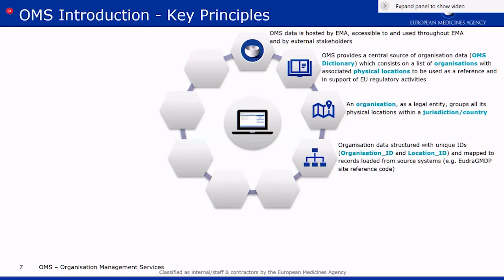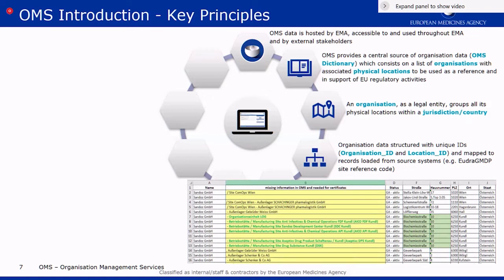The organization data is structured with unique IDs, so we never delete any ID. Even when there is a merge, we maintain all IDs, and they are all mapped. They can also be mapped to source systems, in the case, for example, of Elder GMDP. This is the way Elder GMDP consumes the data, following the mappings we capture under the OMS system.